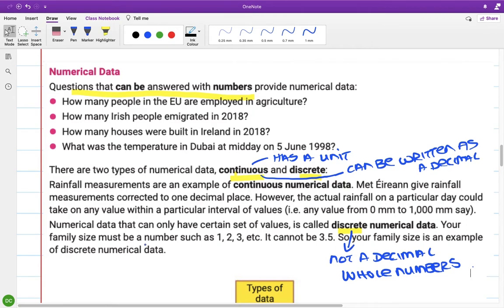Then discrete data is whole numbers. It'd be like how many books are in your bag. So there's 4 books, or there's 5 books, or there's 8 books. There's not going to be 6.75 books in your bag. How many people live in your house? It's going to be 3 people, or 2 people, or 5 people. It's not going to be 5.65 people. Okay, so discrete is whole numbers.